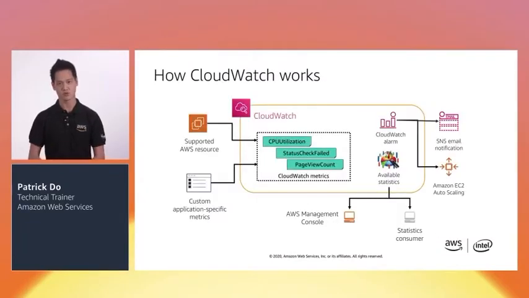So how does CloudWatch work? Amazon CloudWatch ingests metrics from your AWS resources and customer applications, from which you can then create CloudWatch alarms when a statistic hits a certain threshold to send out notifications or trigger Amazon EC2 autoscaling.